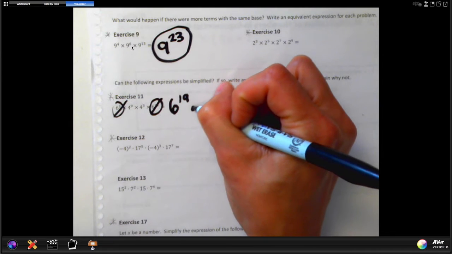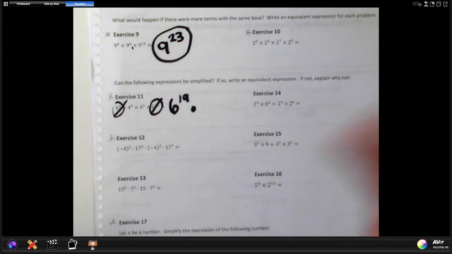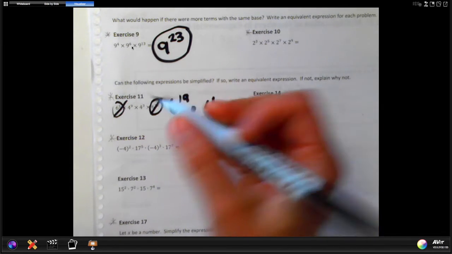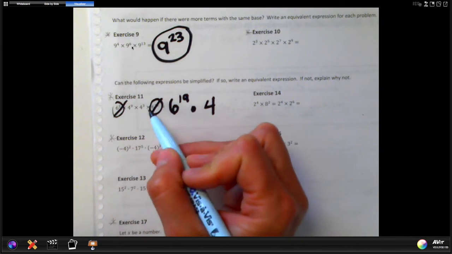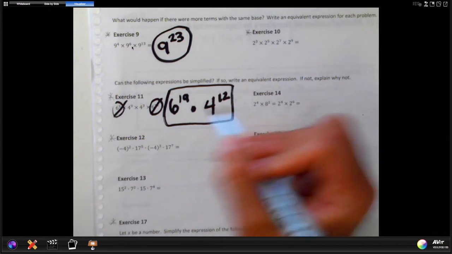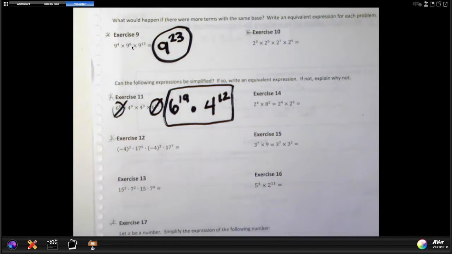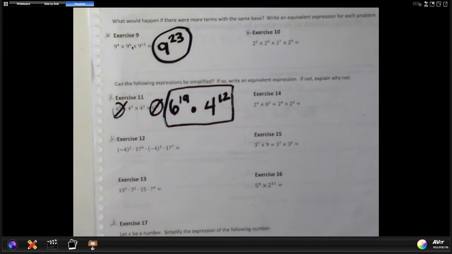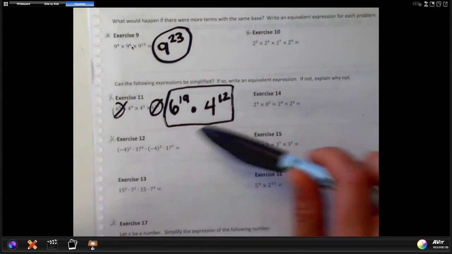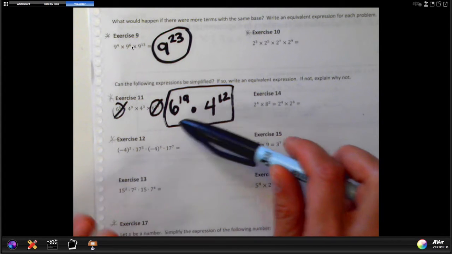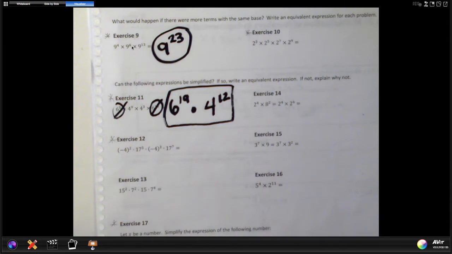And then we're going to say times now, and we're going to put a separate spot for our bases of 4. So we're going to put our base 4, and we will add the 9 and the 3 to get 12. And this is then our final answer. We don't put them together because they have separate bases. And the same rule is going to apply for exercise 12 and 13. When you have different bases, what you're going to end up doing is adding the exponents of the like bases.